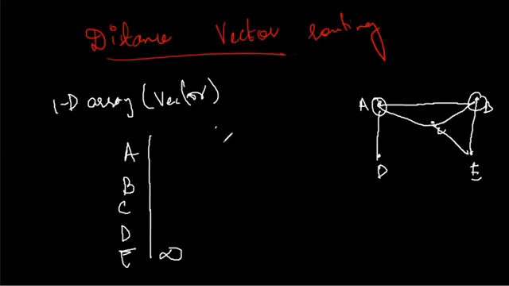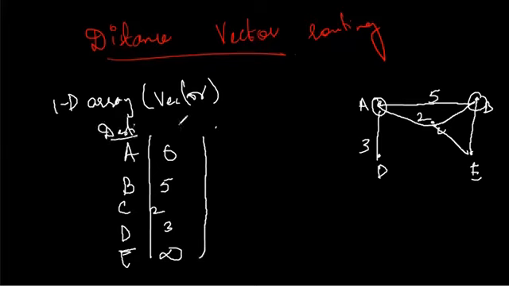So each node knows the cost of the link to its immediate neighbor. Suppose the distance between A and B is 5, and the distance between A and C is 2. So A to A will be 0, A to B will be 5, A to C is 2, A to D suppose is given as 3, and A to E, there is no direct distance, so we will update it with infinity. There will be another column which is maintained. So this is the destination, and this is the cost. And lastly, we have the next hop.